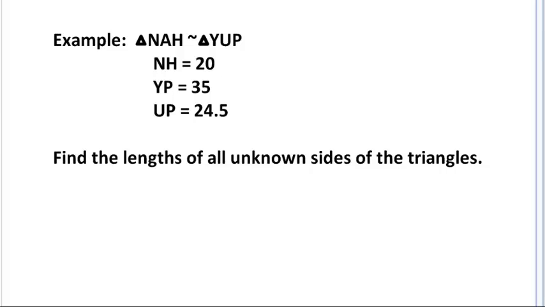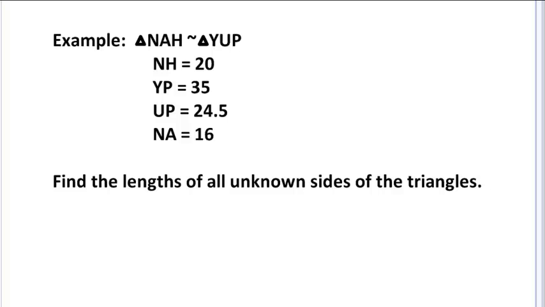So let's look at an example using this similarity concept. Here they are flat out telling us that triangle NAH is similar to triangle YUP. So here we're given, in this example, a little bit of information about the side lengths of a couple different triangles. And really the most important piece of information here is the fact that triangle NAH is similar to triangle YUP. Now I could sit and draw a diagram of these two things, and honestly, I wouldn't fault anyone for doing that.